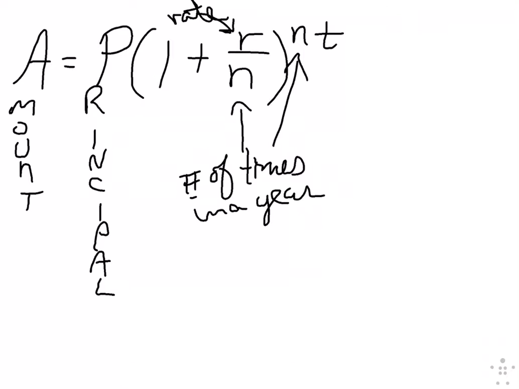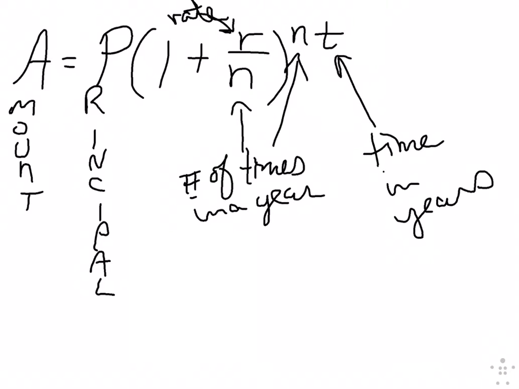Okay, semi-annually would be how many times? 2 times. Twice, every 6 months. Those are the most common ones, besides daily, which would be how many times? 365. Good job. Then T stands for time in years. So for instance, if they say after 6 months, you don't put 6 in there, you put in 0.5. How would I get 0.5 out of that? Because it's half a year.